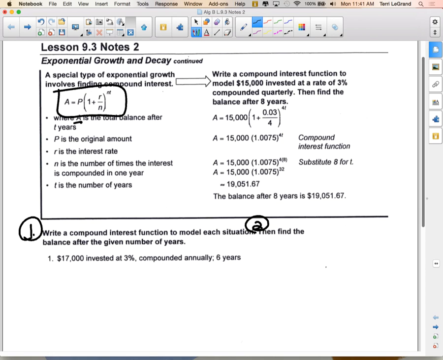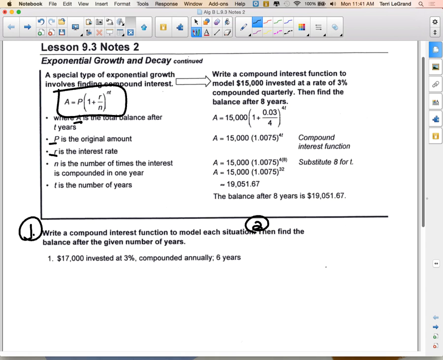A, you're going to know what A is standing for in the formula. It's the total balance after a given amount of time. How much is in the account? P. So A is taking the place of what in our exponential function? Y. It's taking the place of Y. P is the original amount. It's taking the place of what? In our original, little a, right? Our little a.